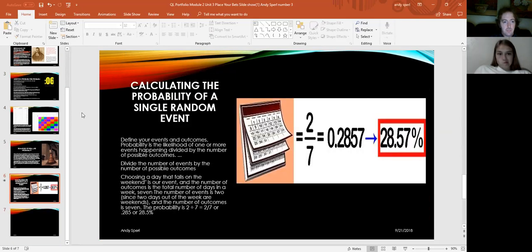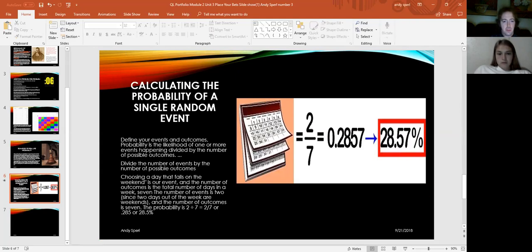And finally, calculating the probability of a single random event. Now what you're doing here is defining your events, and the outcome probability is the likelihood of 1 or more events happening divided by the number of possible outcomes. Divide the number of events by the number of possible outcomes, such as here, choosing a day that falls on the weekend is our event, and the number of outcomes is the total number of days in a week.